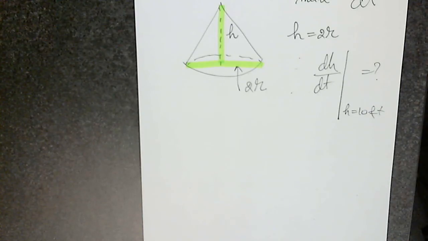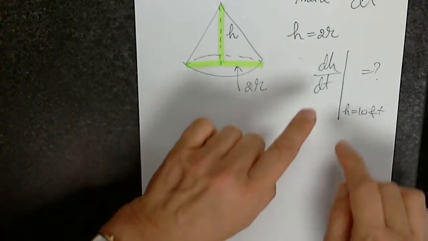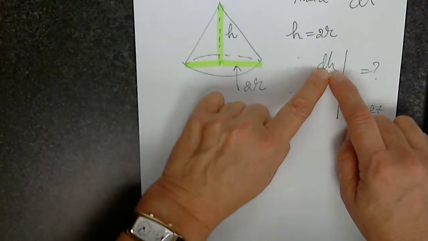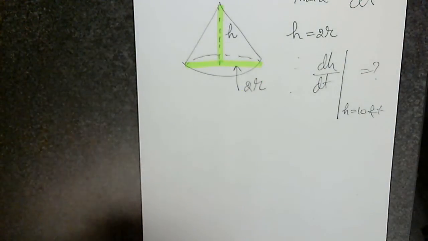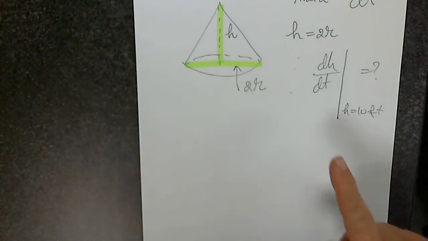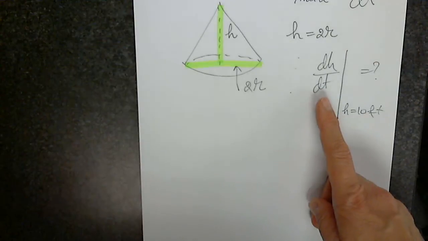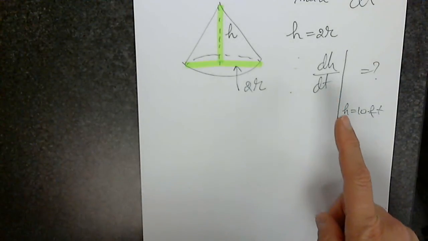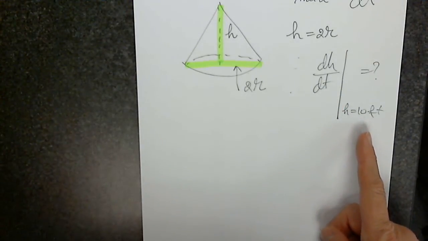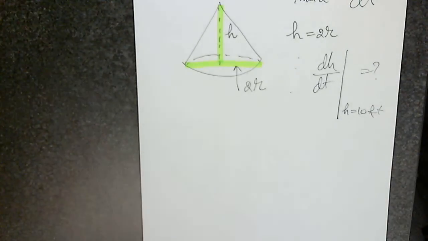Volume of the height. So somehow I have to find an equation for the height. That's the first step. Second step, I have to find what? The derivative of that. And what will be the third step? Plug in 10. So please remember these three steps.